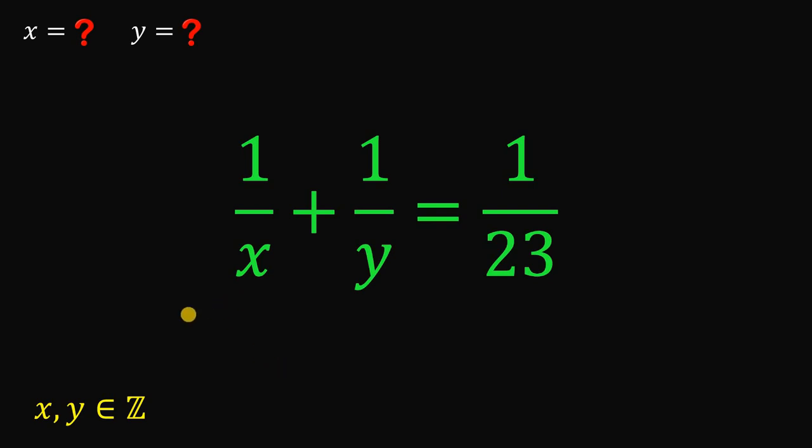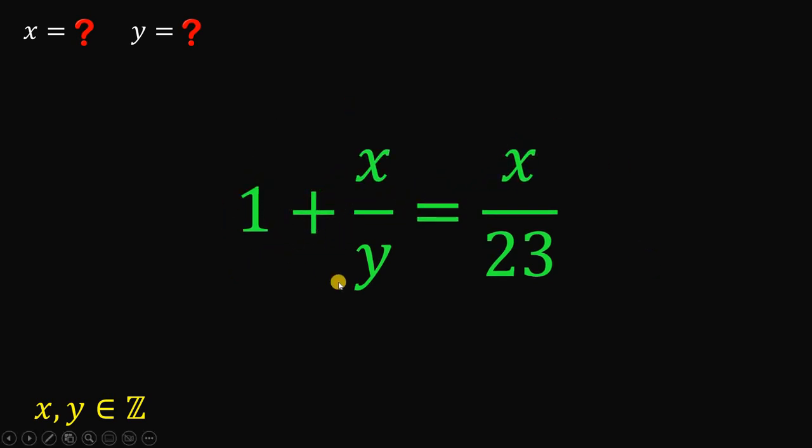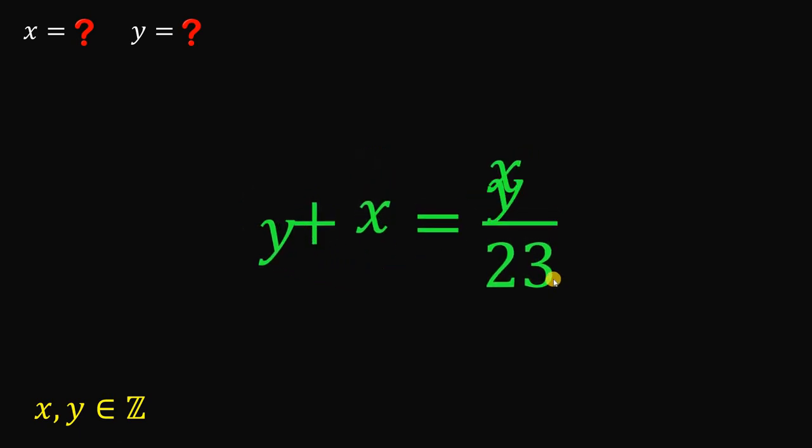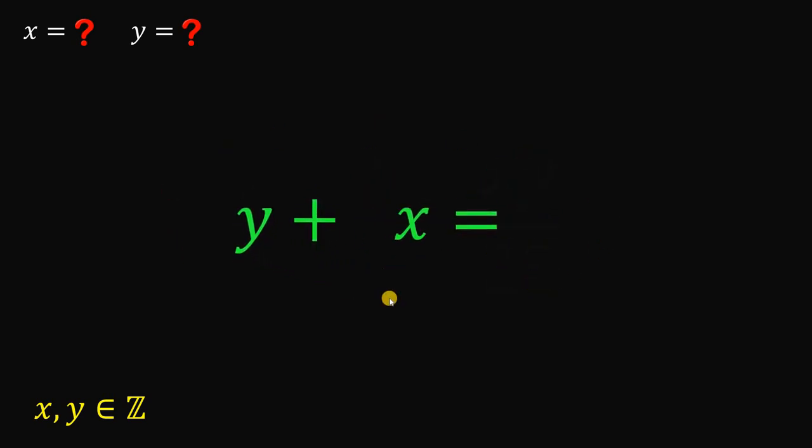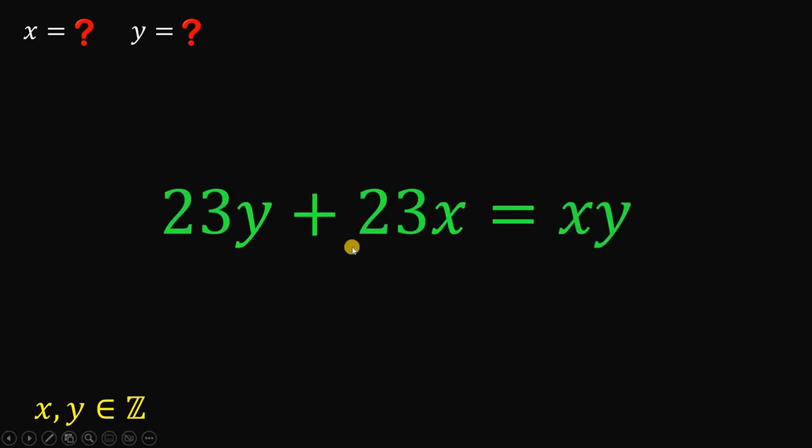Now, one way to solve this kind of question is to eliminate the denominators x, y, and 23. To do that, let's multiply all terms by x. And then let's multiply these 3 terms by y. Finally, multiply all terms by 23. So we now have 23y plus 23x equals xy.